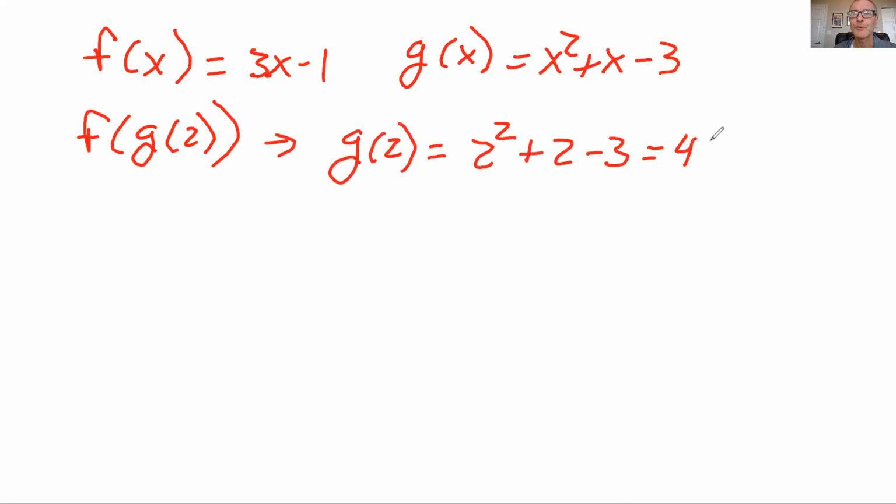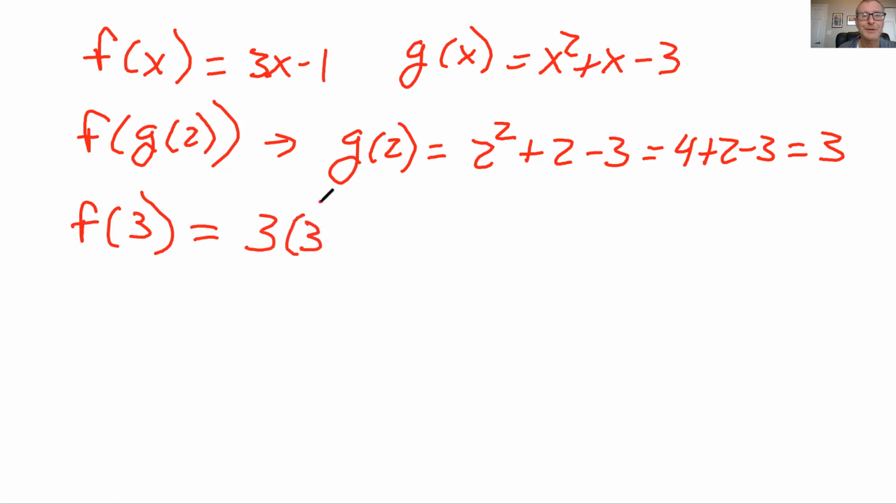So that would be 4 plus 2 minus 3. That's 6 minus 3, so that would be 3. Now, g of 2 equals 3, so you plug 3 in for f, and you would get 3 times 3 minus 1, and that would be 6 minus 1 equals 5.